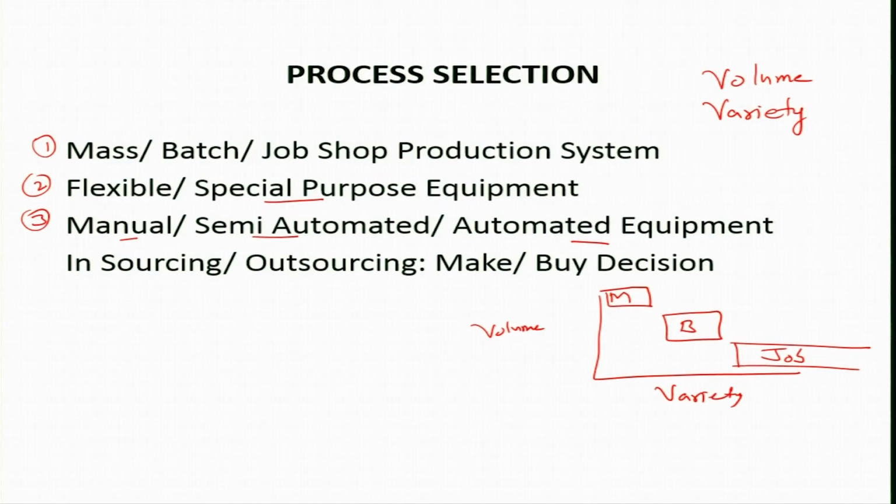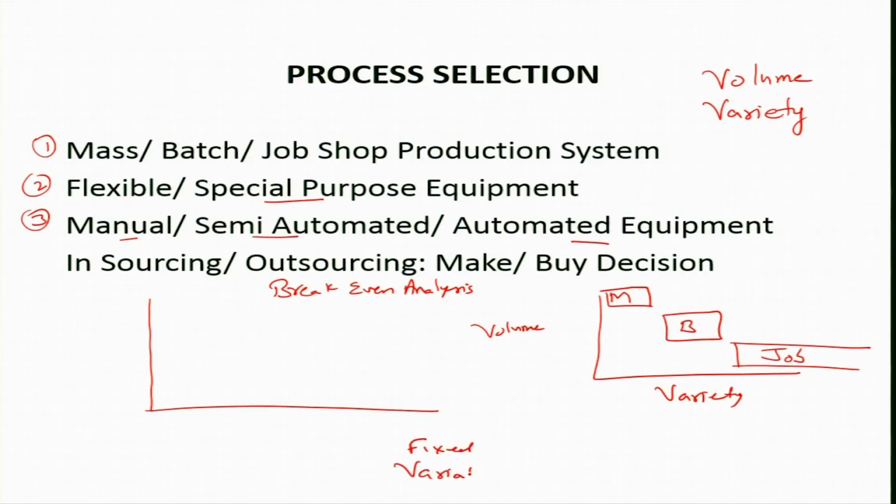So manual, if the quantity is less, because it's a play of break-even analysis. The technique is break-even analysis: how much quantity we have to produce. What happens in break-even analysis? We have two types of cost, one called fixed cost, another called variable cost. In case of manual technology, the fixed cost is negligible, nil, but the variable cost is high. In case of semi-automated, there is some fixed cost.